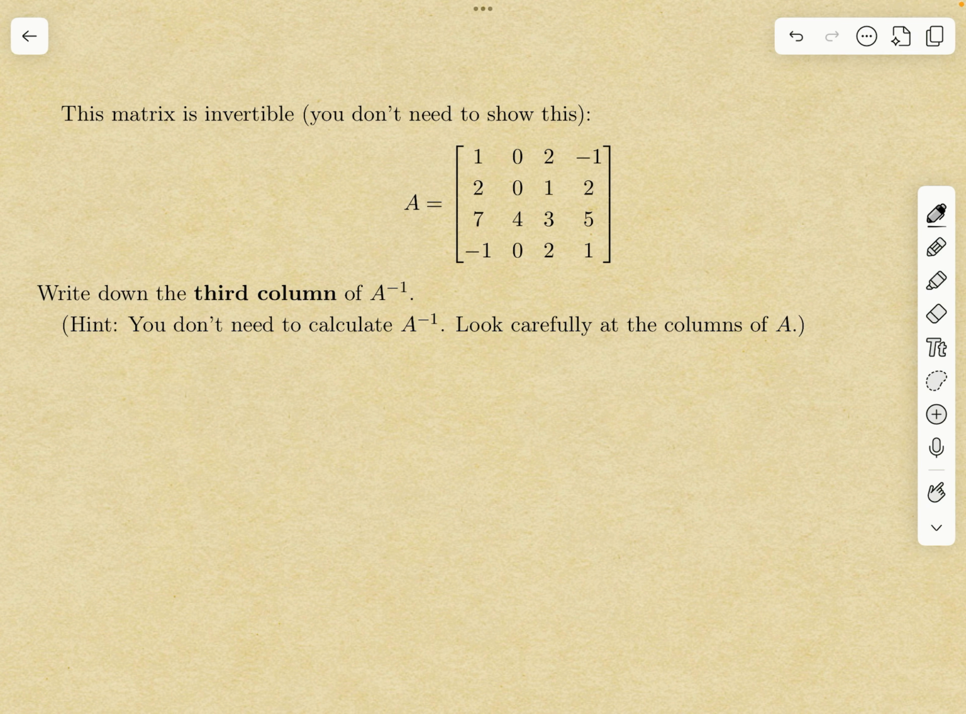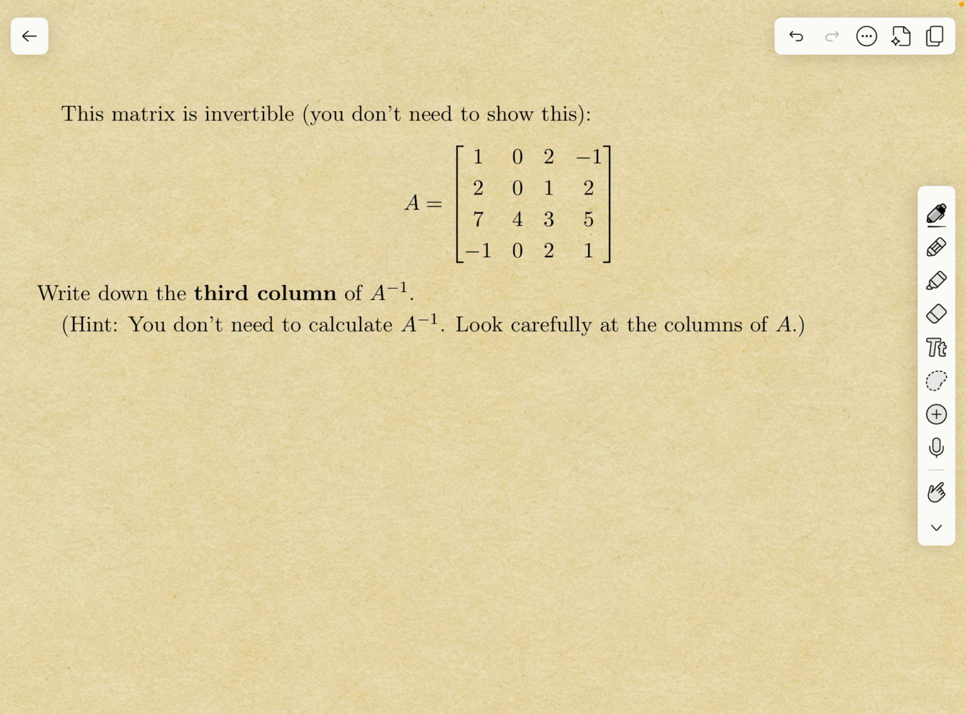In this video, we're going to do a problem to apply facts about inverse matrices. The problem says this matrix is invertible. It's a 4 by 4 matrix A, where the first row is 1, 0, 2, negative 1. The second row is 2, 0, 1, 2. The third row is 7, 4, 3, 5. And the fourth row is negative 1, 0, 2, 1.